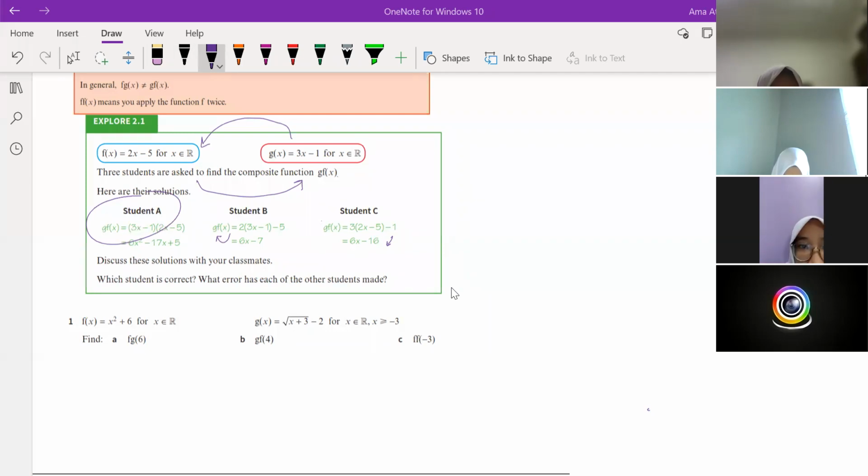Okay, so in conclusion, I can get the votes here. Let me give you the votes. For student C, there are three votes. Student B, two, and student A, two votes.